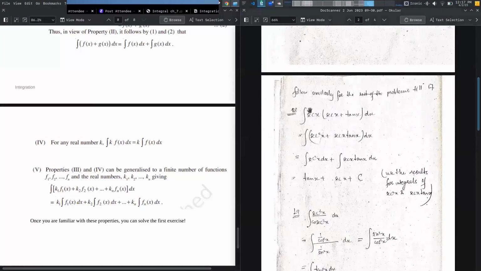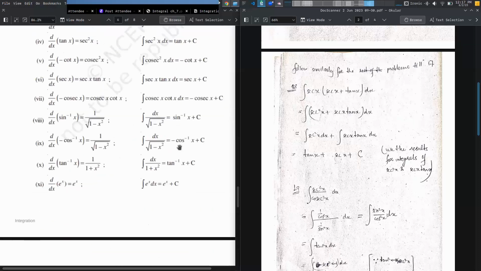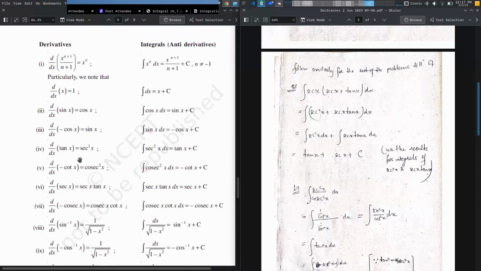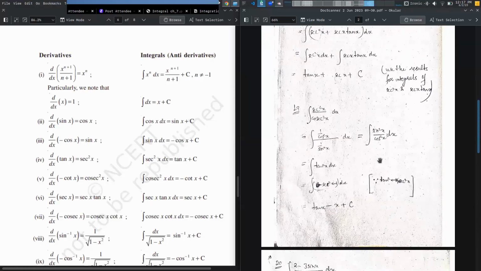So for a basic example, you can have integral. The question 18 is like a basic example where you have integral of sec x times sec x plus tan x dx. You can multiply the brackets and then open them up, split them into addition, and you know the integral of sec square x is equal to tan x. You know that from the antiderivative equation. You know here integral of sec square x is tan x, and integral of sec x tan x will be sec x plus constant because this is an indefinite integration, and I just use the result for sec square x and sec x tan x.